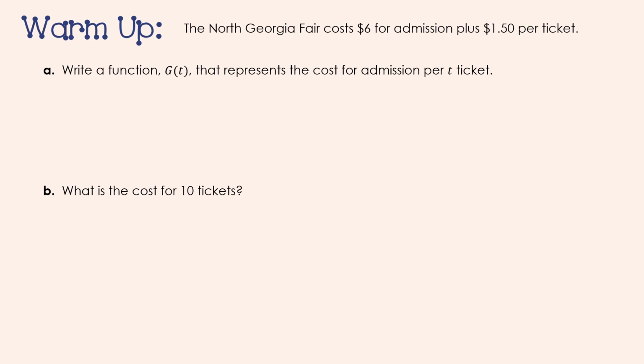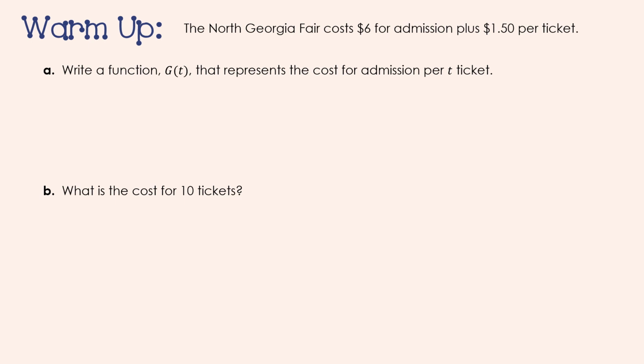So in order to get into the fair, you have to pay $6 no matter what. That is, if you buy 0 tickets, you're paying $6. So that is our y-intercept, or our initial value. And the $1.50 per ticket is what you're going to pay for each ticket that you buy. So that is your common difference, or your slope.